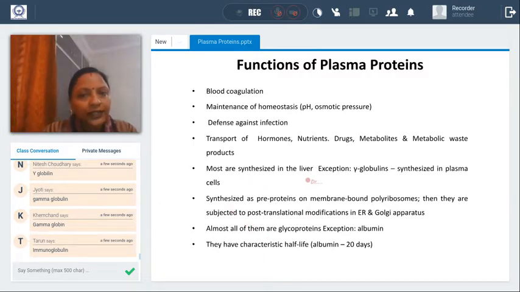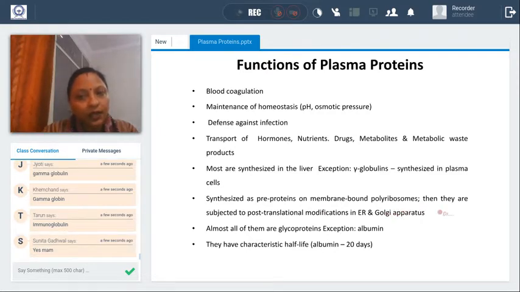Most are synthesized in the liver. The exception is gamma globulins. Synthesized as pre-proteins on membrane-bound polyribosomes, they are then subjected to post-translational modification, you all know, in the ER, the endoplasmic reticulum, and Golgi apparatus. Almost all of them are glycoproteins except albumin. This is an important factor. They have a characteristic half-life, for example albumin 20 days in humans.